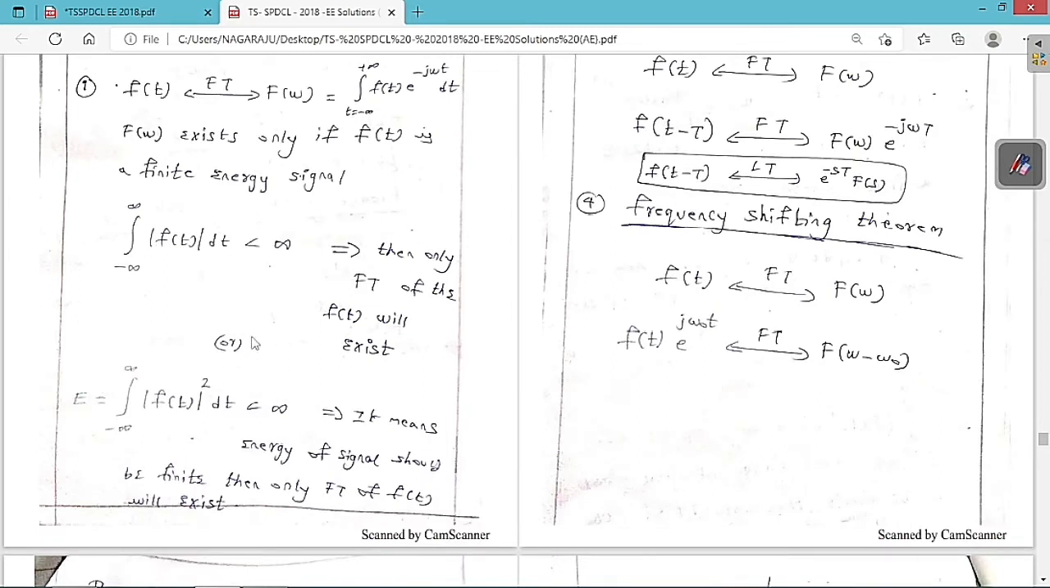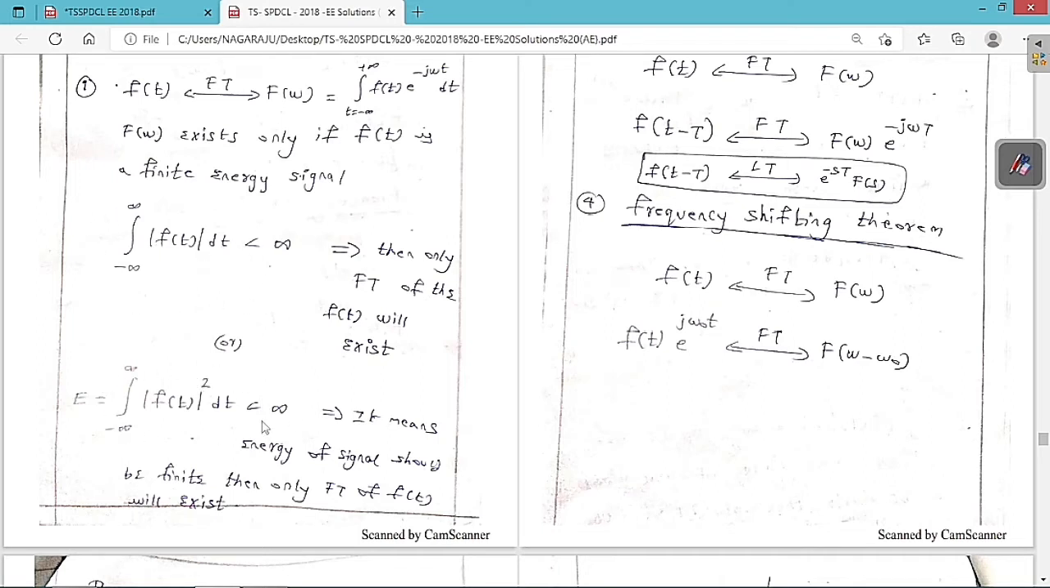I can also specify it like this: the energy of any signal is equal to the integration from t equals minus infinity to plus infinity of |f(t)|² dt. If this is a finite value, then the earlier integral is also a finite value. This is the actual expression for the energy of any signal.